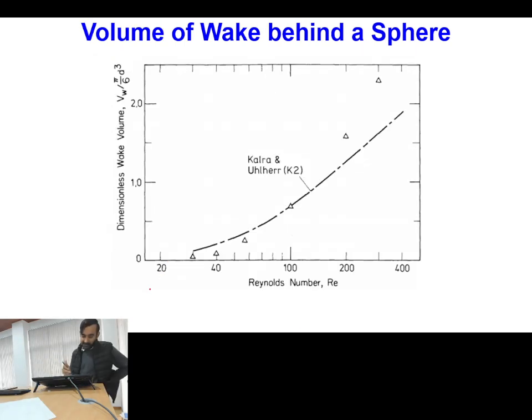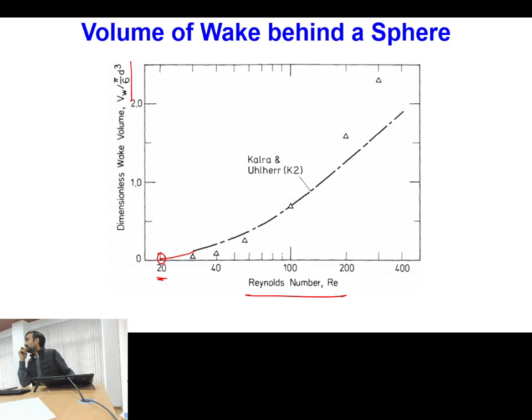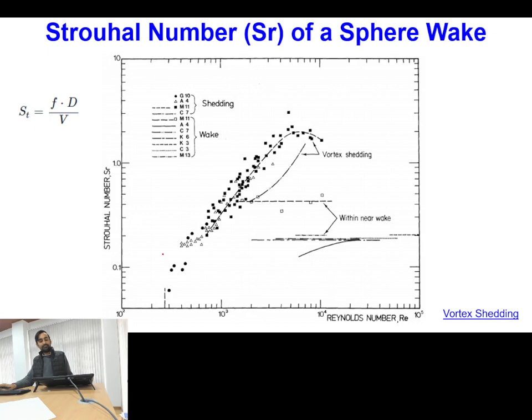And then this is the volume of the wake. So this is the volume of the wake as a function of Reynolds number. In the very early experiments, it was very difficult to determine the exact size of the wake close to 20. So this data of Kalra and Heller was used to extrapolate this particular graph, and when this graph was extrapolated to a Reynolds number of 20, we were getting nothing but zero size. Okay. This is one important piece of information.